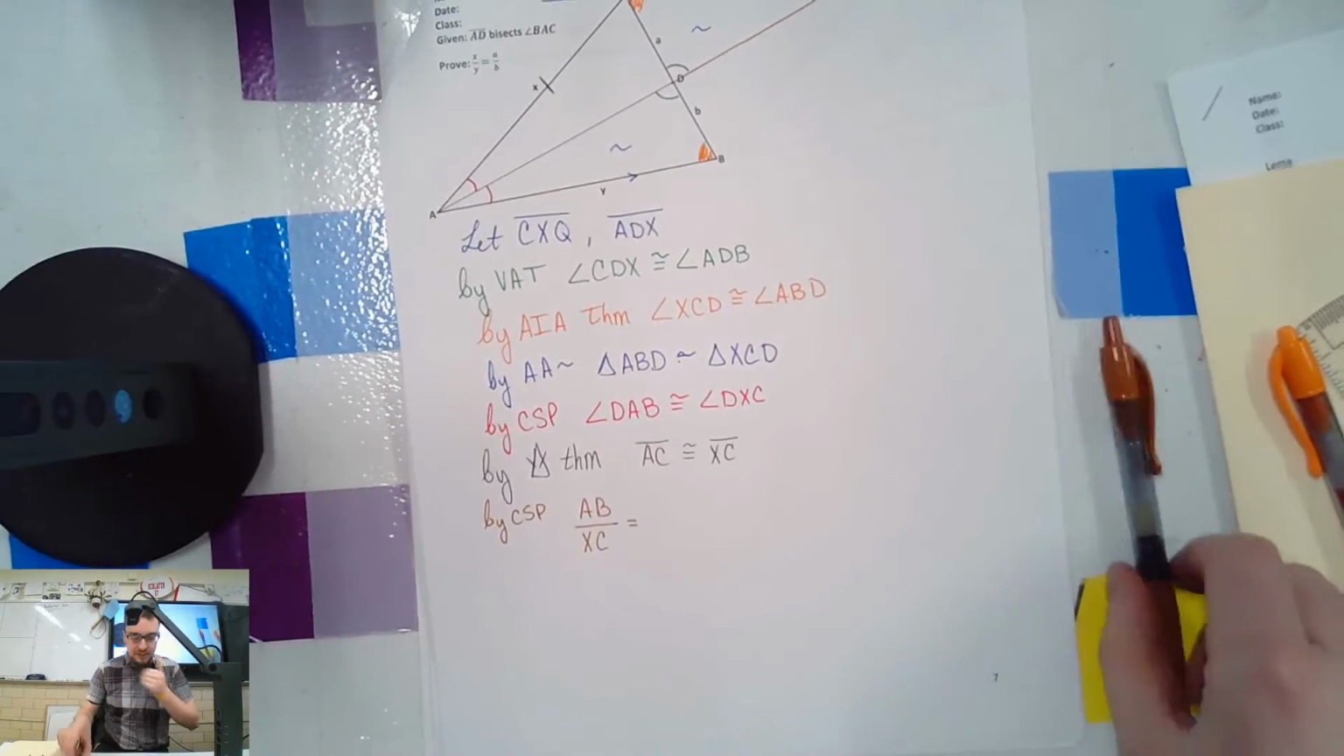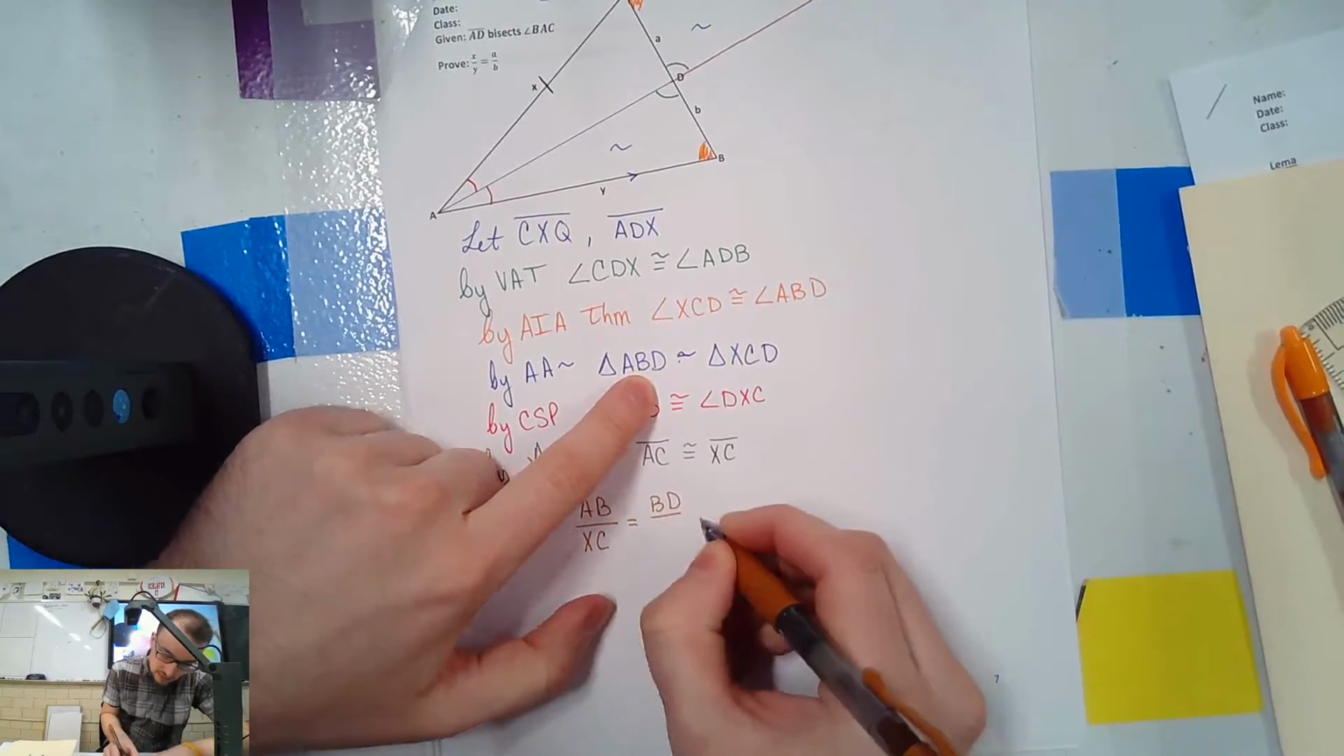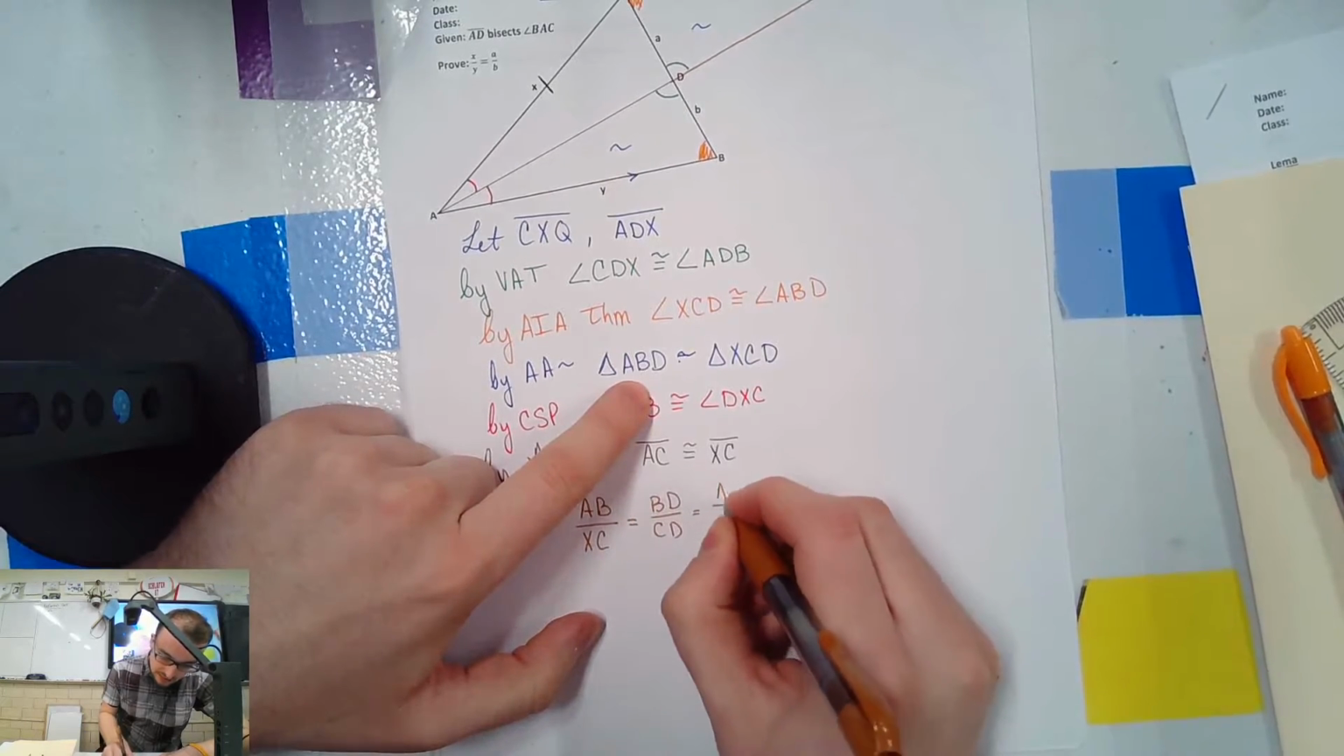So we know AB over XC would relate to BD over CD. We're on page 7. AD over XD.